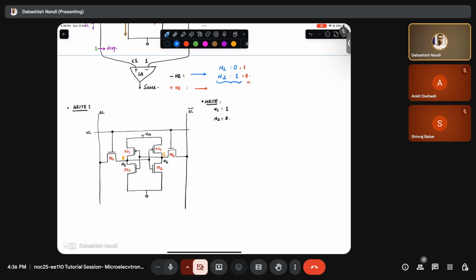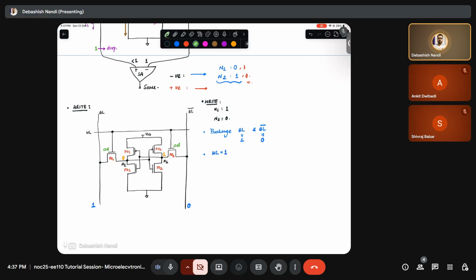So what will you do? First thing, pre-charge BL and BL bar, BL to 1, BL bar to 0. So now this is charged to 1, this is to 0. Second stage, make your WL, word line, equal to 1. That means this is on, this is on now. Fine.